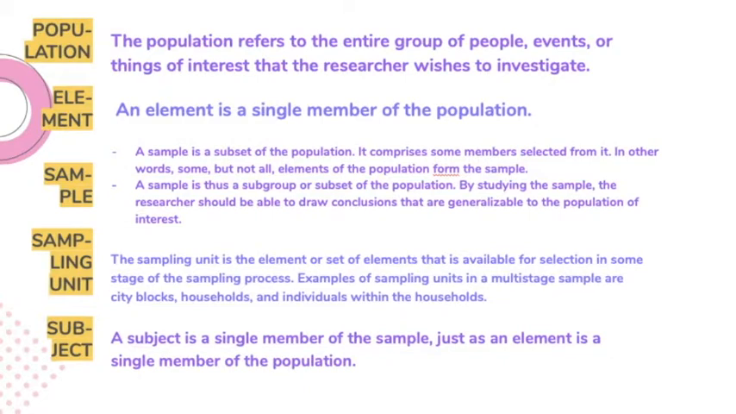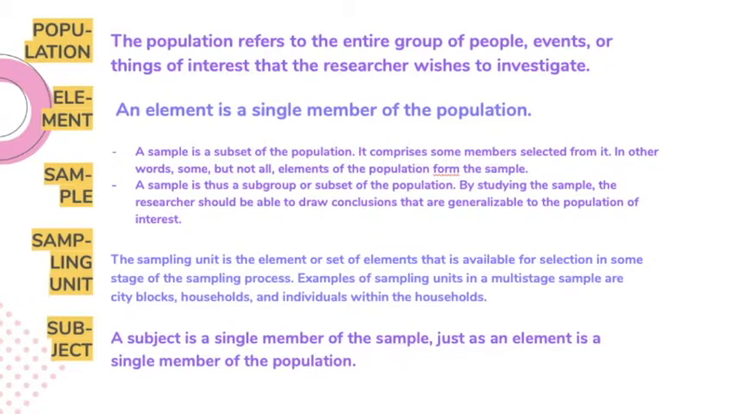First, I will be explaining about population, elements, sample, sampling unit, and subject. The population refers to the entire group of people, events, or things of interest that the researcher wishes to investigate. It is the group of people, events, or things of interest for which the researcher wants to make inferences.